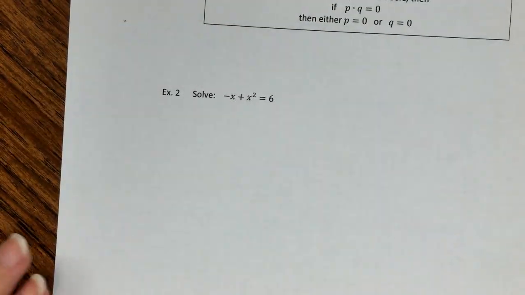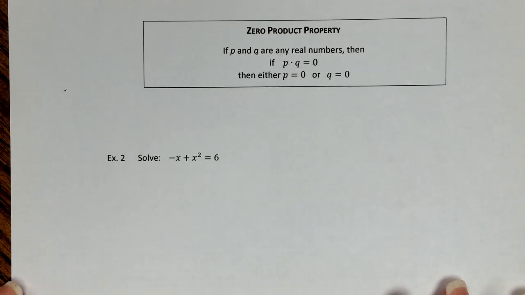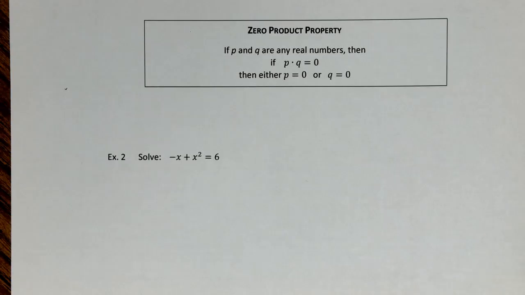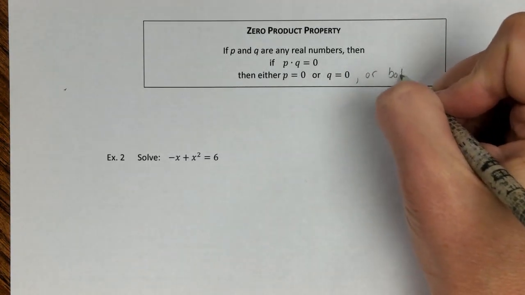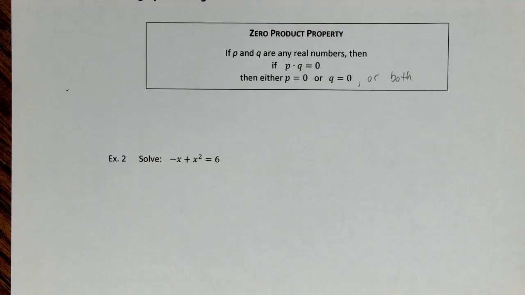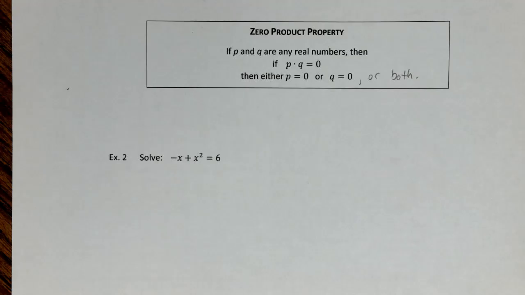Okay, next is part B, where we're factoring. And the zero product property states, this is something you already know, if P and Q are any real numbers, and if P times Q is 0, then either P or Q is 0, or maybe both of them are. They could both equal 0. So you know, if you're multiplying two numbers and the answer is 0, one of those factors had to be 0. We're going to use that property to solve some equations.